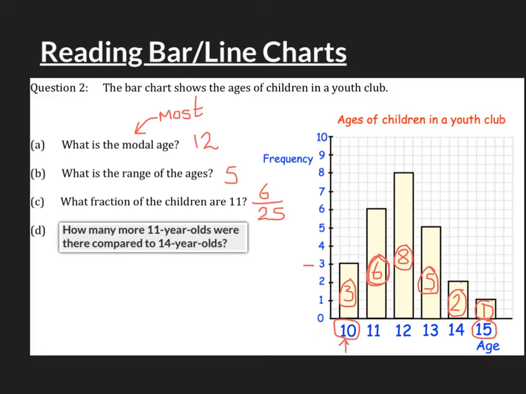How many more 11-year-olds were there compared to 14-year-olds? So now we're comparing 2 values. We've already said that there are 6 11-year-olds. How many 14-year-olds were there? There were 2 of those. How many more were there? Well, 6 take 2. There are 4 more 11-year-olds than there are 14-year-olds.